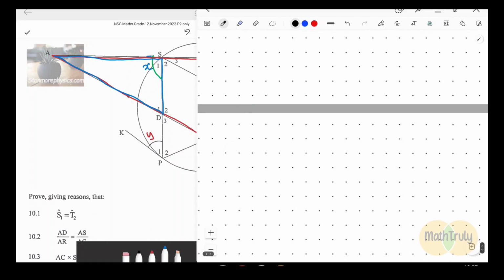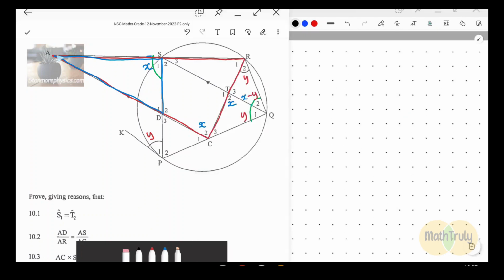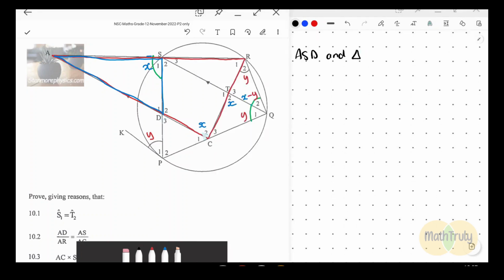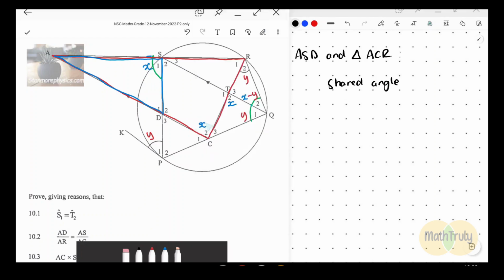So in 10.2, I'm saying that in triangle, and I'll name it in the right order since I can see that they are similar in that order, in triangle ASD and triangle ACR. And now we can start proving that these triangles are similar. Okay, so first of all, we have a common or shared angle. So angle A is equal to angle A. We can say shared angle. The next thing that is equal, we have this being equal to that. Now, I know I just put an X here, but I have to actually tell them why they're equal.